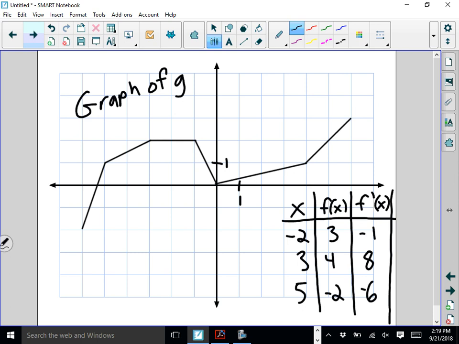What I'm going to do is define a new function. I'm going to say the function h of x equals, let's do g of f of x. So h of x equals g of f of x. And I want to find, let's do h prime of negative 2. So we want to find h prime of negative 2.